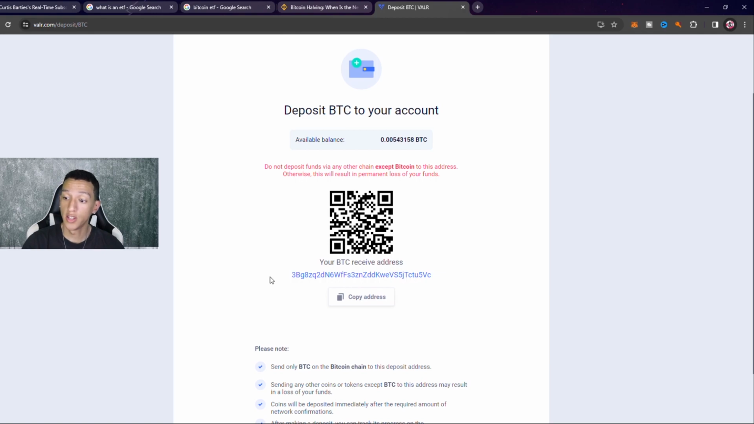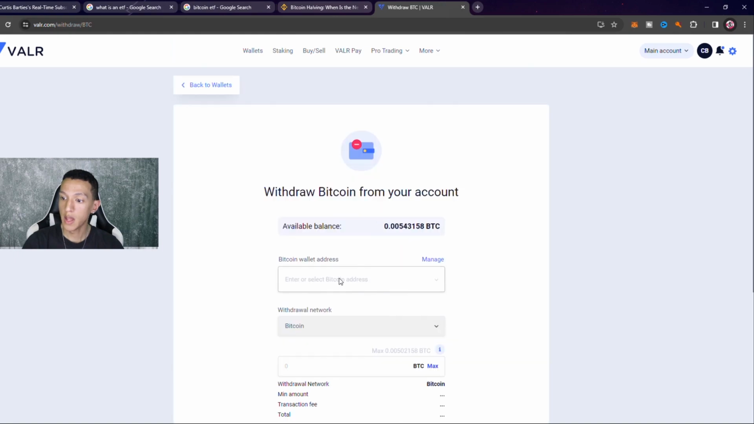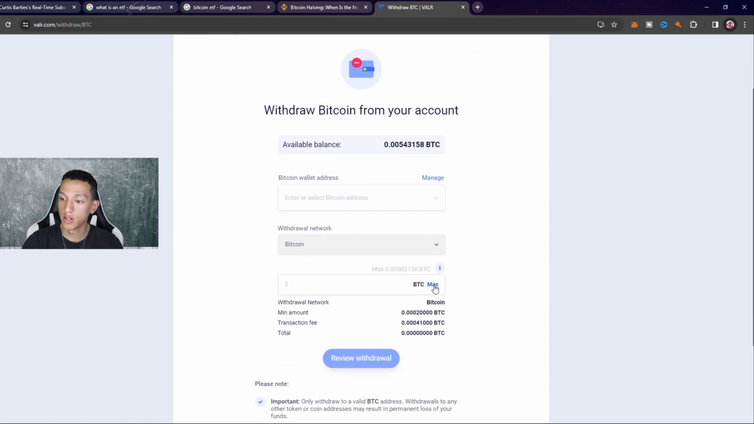So make sure that when you send from a different platform, you check that the address matches so it gets to this one. It's exactly the same if you want to withdraw. At the withdrawal, you're going to want the BTC address of where you want to send it. For example, on Luno, it will give me an address. I will paste that address here, and then it's going to ask how much. I'll just say max, and it will basically do that.